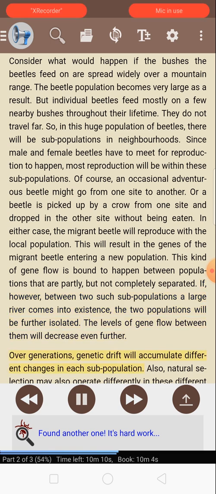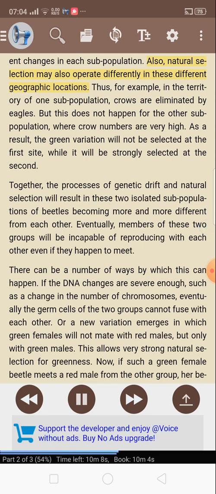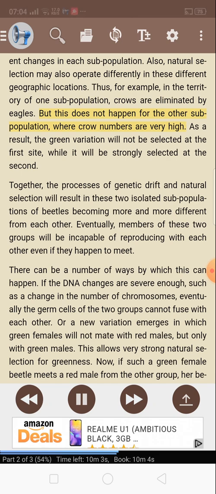Over generations, genetic drift will accumulate different changes in each subpopulation. Also, natural selection may operate differently in these different geographic locations. Thus, for example, in the territory of one subpopulation, crows are eliminated by eagles. But this does not happen for the other subpopulation, where crow numbers are very high. As a result, the green variation will not be selected at the first site, while it will be strongly selected at the second. Together, the processes of genetic drift and natural selection will result in these two isolated subpopulations of beetles becoming more and more different from each other. Eventually, members of these two groups will be incapable of reproducing with each other even if they happen to meet.